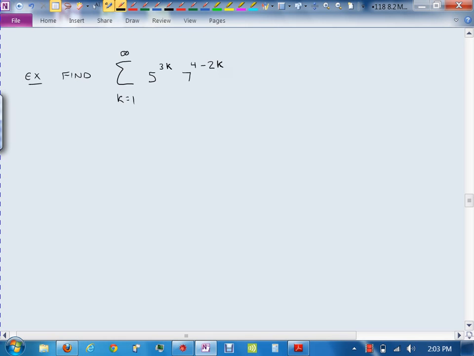All right, so I see numbers to powers, right? k, and maybe I can get this geometric, right? So let's try and massage it. I think what I'll do is a little scratch work here. Let's see what we can do with 5 to the 3k times 7 to the 4 minus 2k. You don't need logs. I need to change this into an a r to the k minus 1, right? That's what I'm looking for.